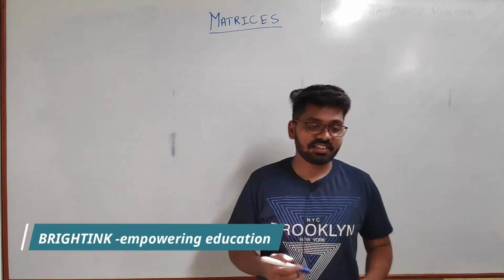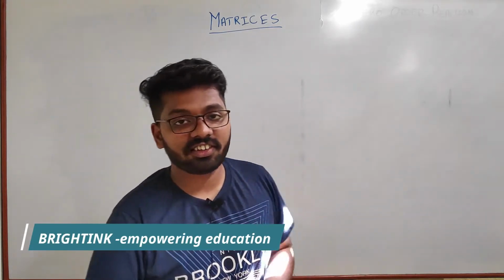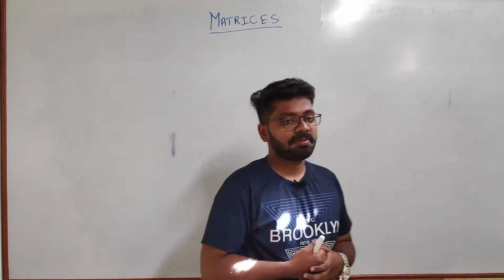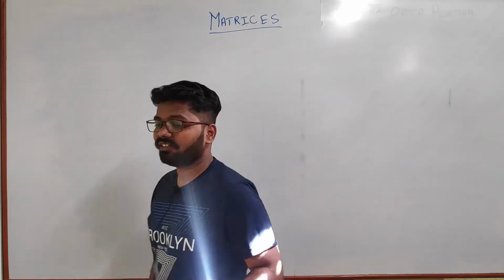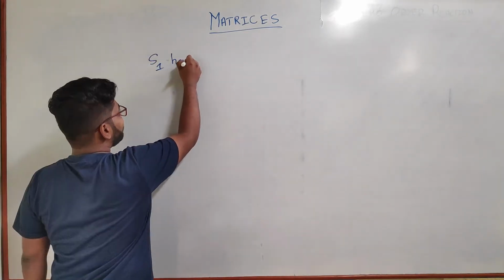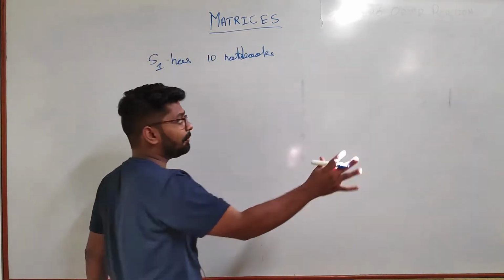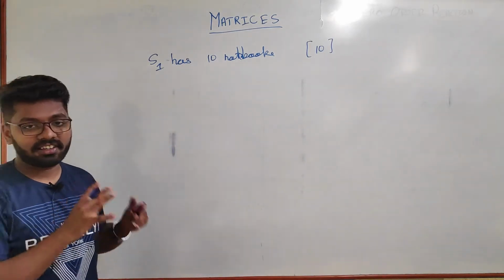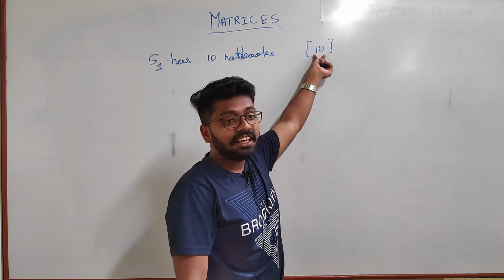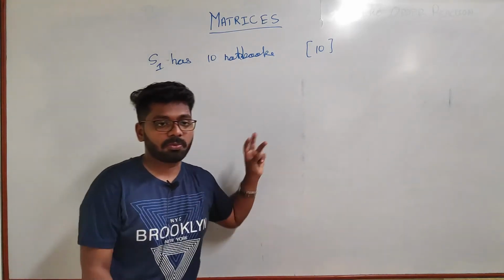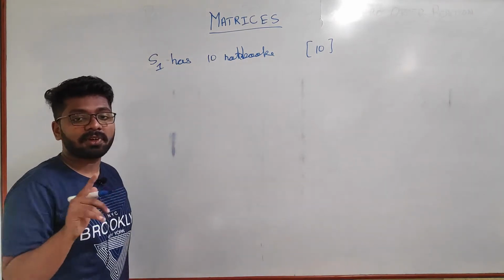So okay, let us discuss the third topic of your mathematics NCERT class 12. The topic here is matrix. So matrix, basically what does it mean? Let us say that a student S1 has 10 notebooks, and if I represent that number of notebooks as a square bracket 10, then this 10 inside will denote the number of notebooks. Okay, so this is with respect to one quantity.